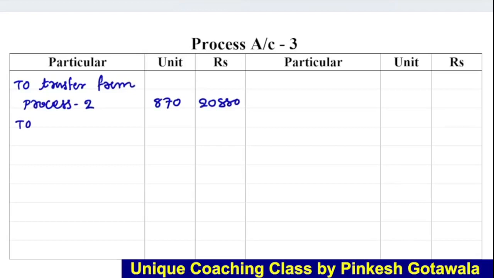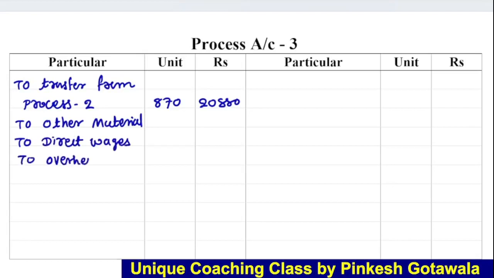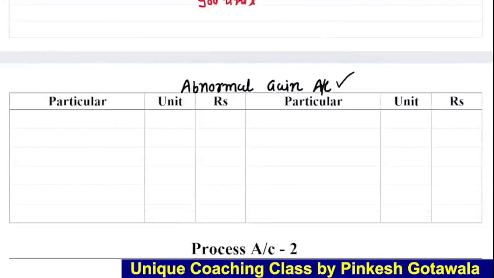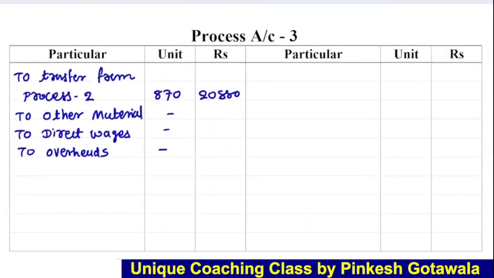Which expenses are they? The expenses are other material, direct wages and overheads. So let's see that amount. Process 3: 3462, 5000 and 2500, the expenses.